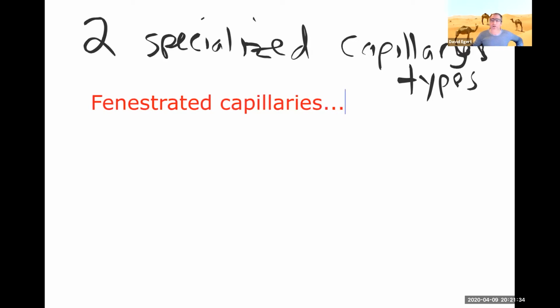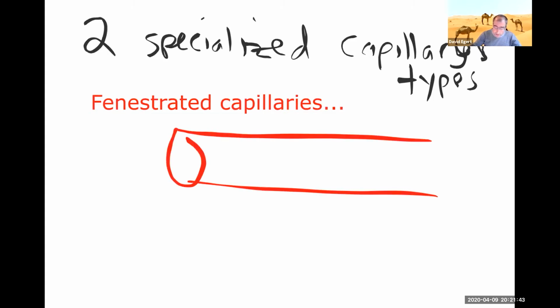Fenestre actually means having windows. A fenestrated capillary, you know, I talked about how a normal capillary is already kind of leaky because it has to let things go in and out. Fenestrated capillaries have little pores, these little windows that make them super leaky.